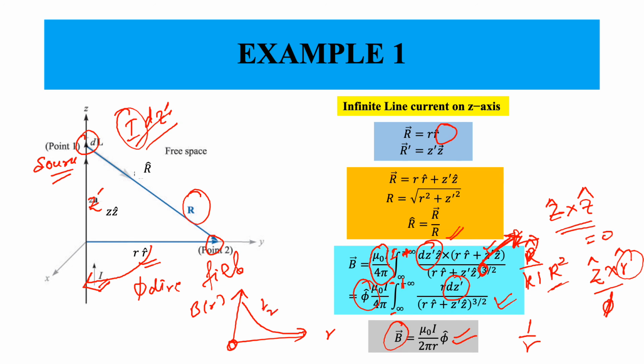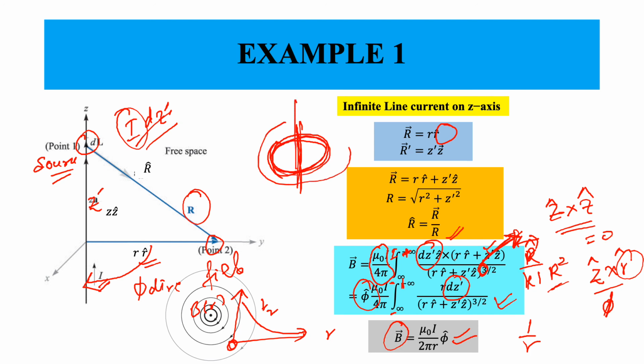It is interesting that you can actually draw this B phi. If this is the current being carried by an infinitely long conductor, then the B field would be located along the phi direction. These are the field lines surrounding the current.